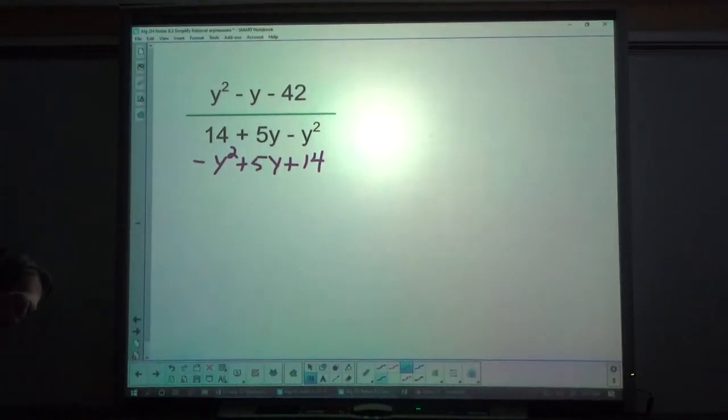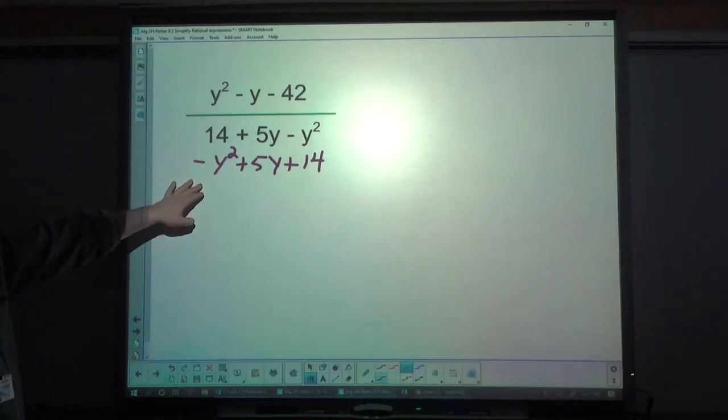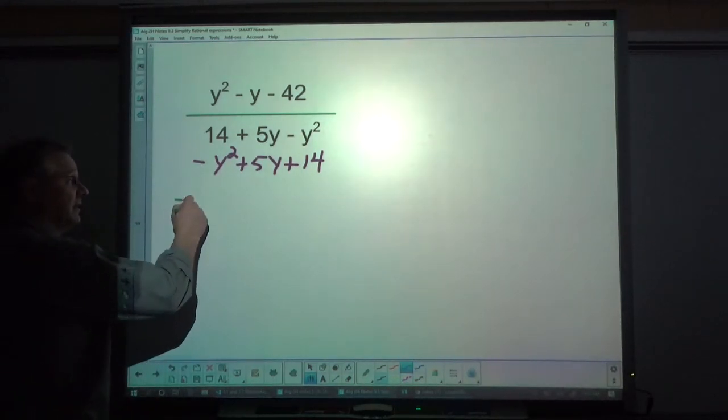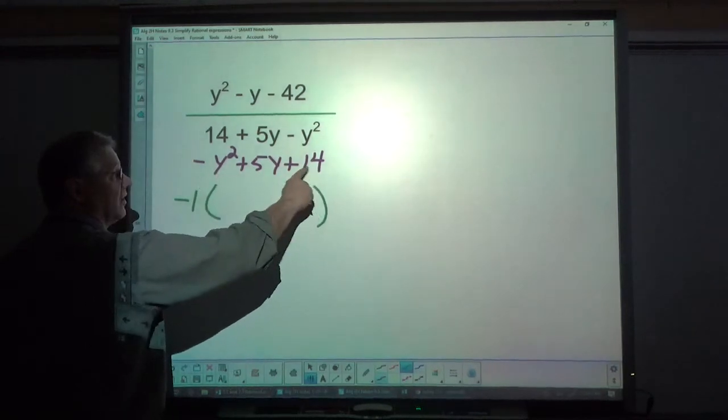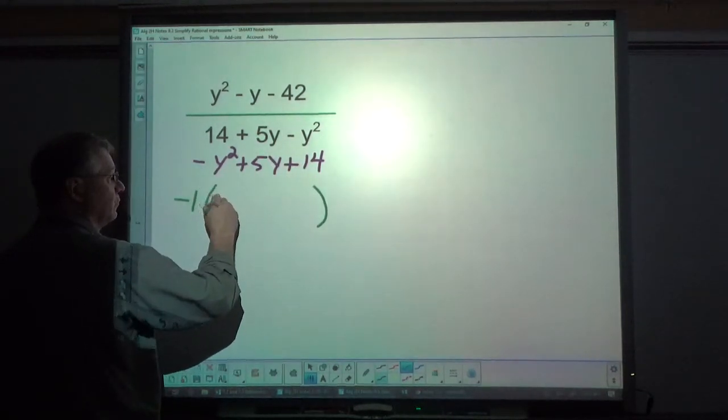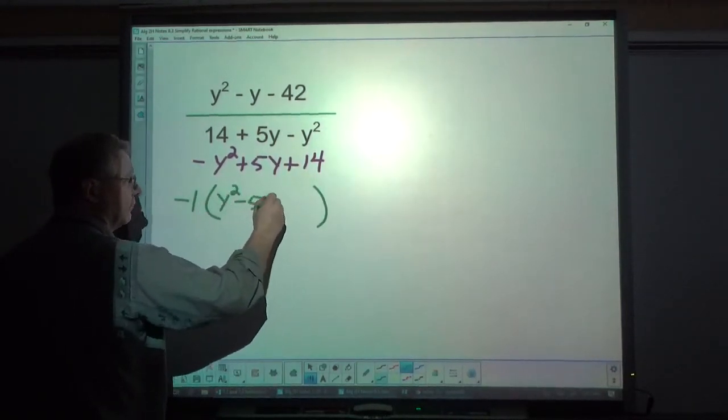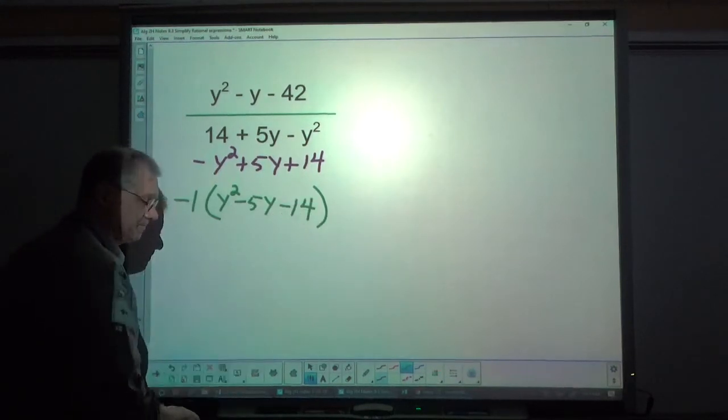Now, I don't like my first term to be negative because my sign chart doesn't work if my first term is negative. So I'm going to factor out a negative 1. That changes all the signs inside to y squared minus 5y minus 14.